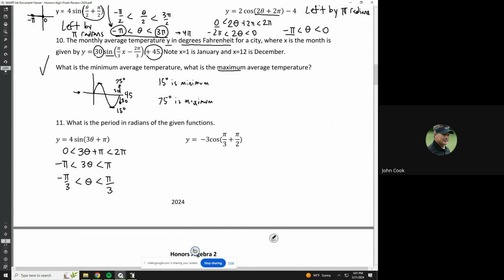And if I just find out how far away those two are from each other, how far away is negative pi thirds to pi thirds? That's going to be a total distance of 2 pi over 3. And that would be my period.